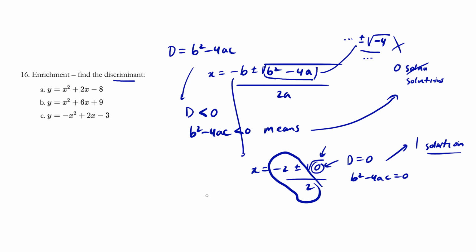Now finally, when the discriminant is greater than 0, when the inside of the radical is greater than 0, such as x equals minus 2 plus or minus just some number, we'll just make it up, 12, over 2. This is clearly greater than 0. That means there are two solutions. And what are those two solutions? It's going to be the positive version of that number and the negative version of that number, all computed within this formula.